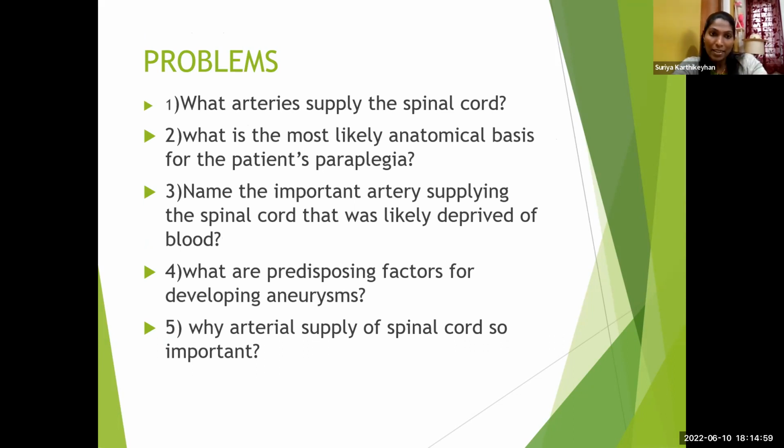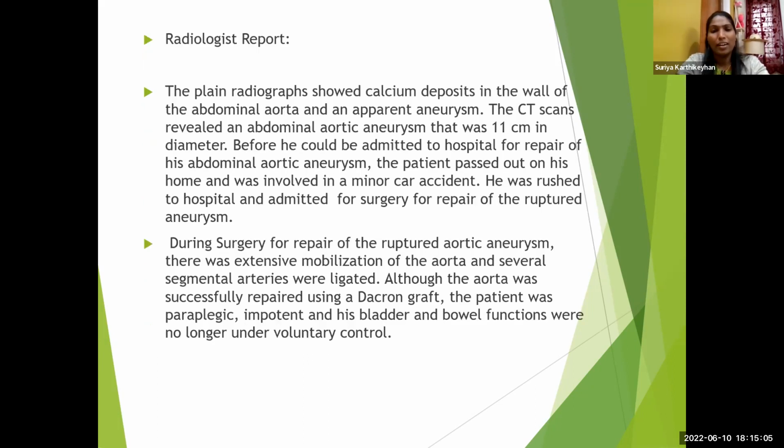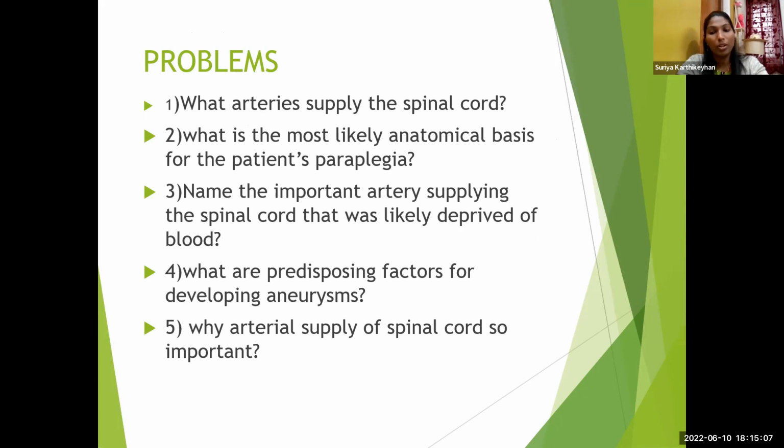You will be getting the answers at the end of this session. Okay, when I'm starting this session, you will not get all these things. How it is related, how the arterial supply is important, how the venous drainage is important, how the patient is becoming paraplegic. All these things you will not understand. But at the end of the session, you will be getting the answers for all these things. So you need to get answers for what is the arterial supply of spinal cord. What is the most likely anatomical basis for the patient's paraplegia?